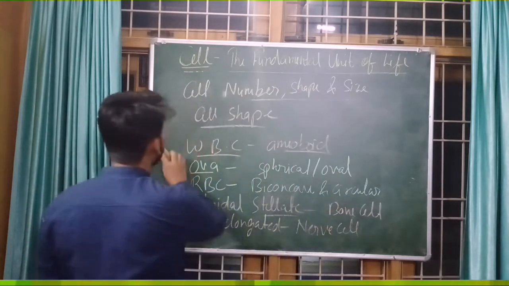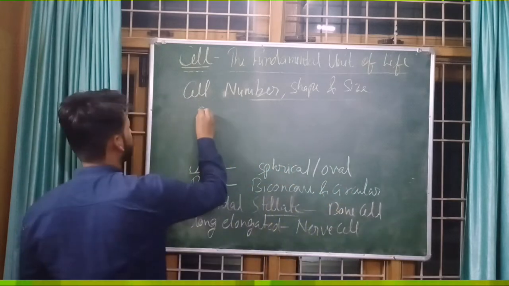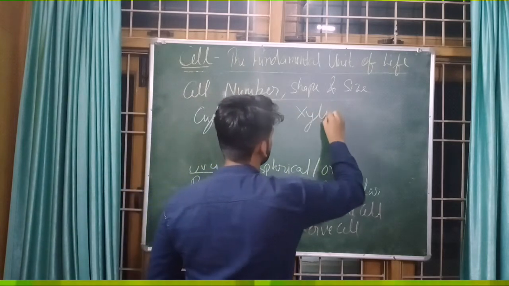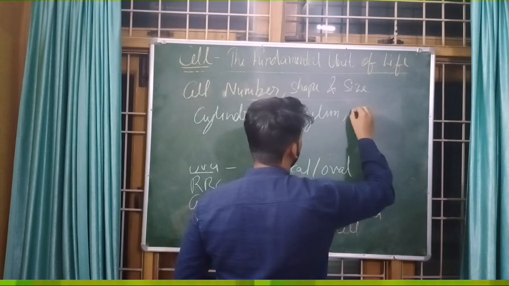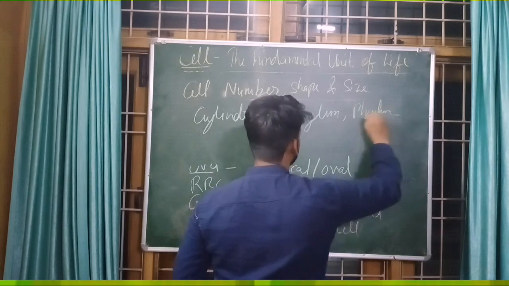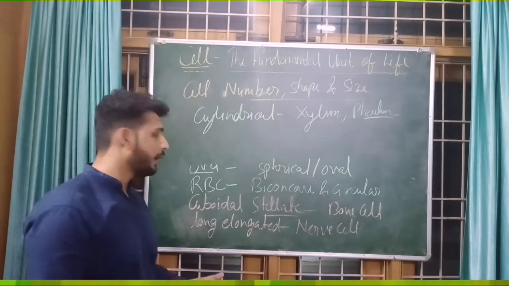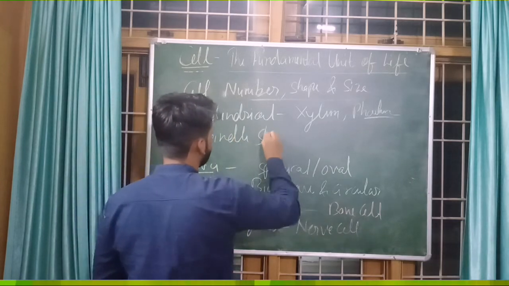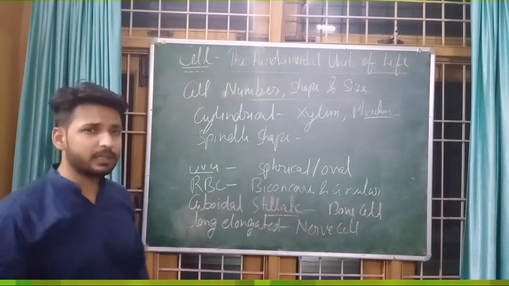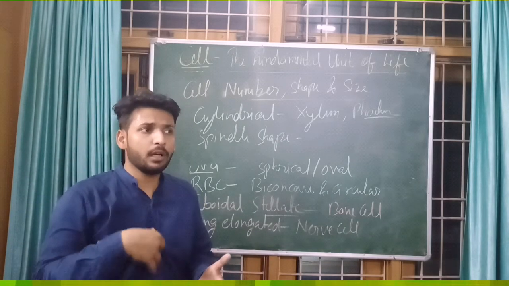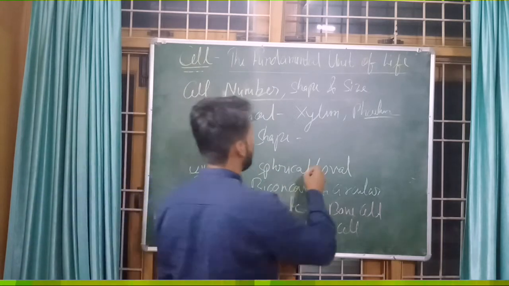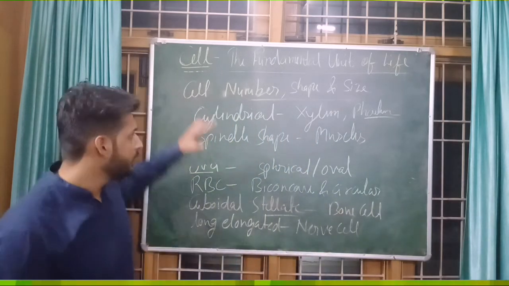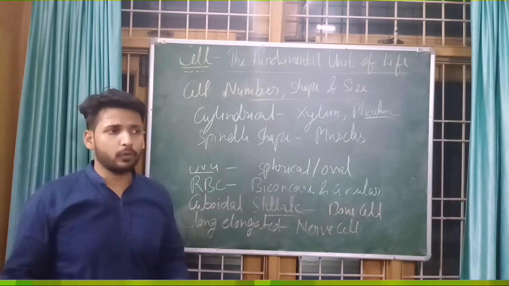Some are cylindrical in shape, for example xylem vessels and sieve tube phloem. Xylem vessels and phloem, these are cylindrical in shape. And some cells are spindle shaped, for example muscle cells. Actually, for contraction and relaxation to move the bones easily, they are spindle in shape. Got it? So these are the various shapes which are present in an organism, or in different organisms.